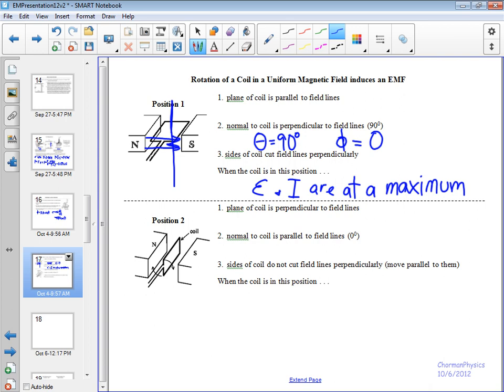In this second position here, the normal of the coil is going to be parallel to the field lines. So we have theta from our flux equation equal to 0 degrees, and therefore our flux is at a maximum. And when our flux is at a maximum, that's going to mean that our EMF, and therefore our current, are at a minimum.